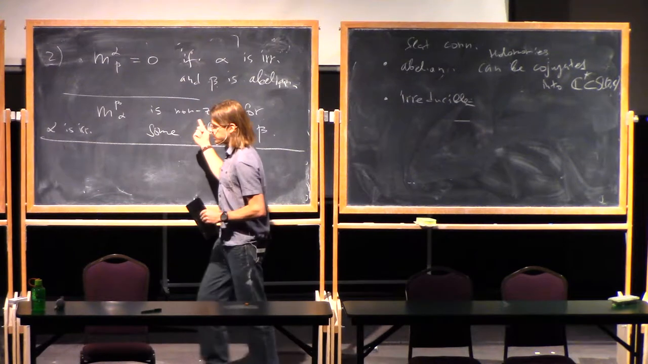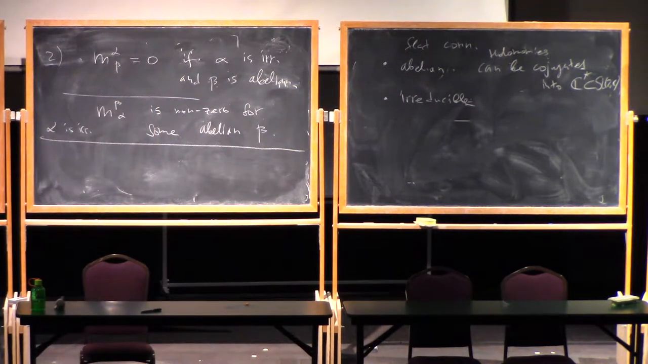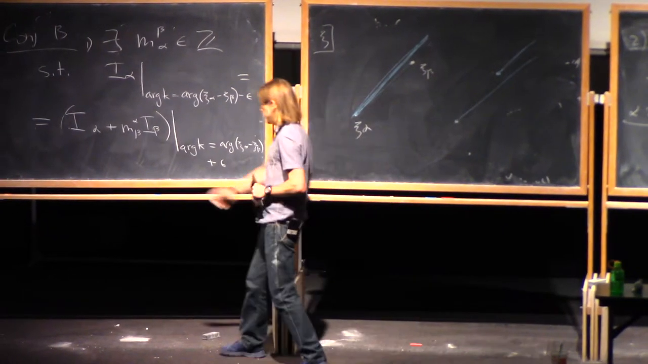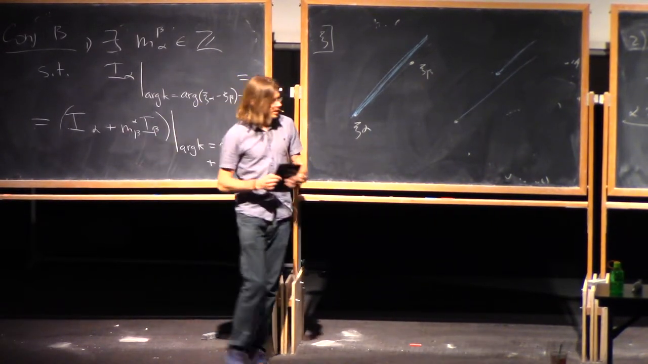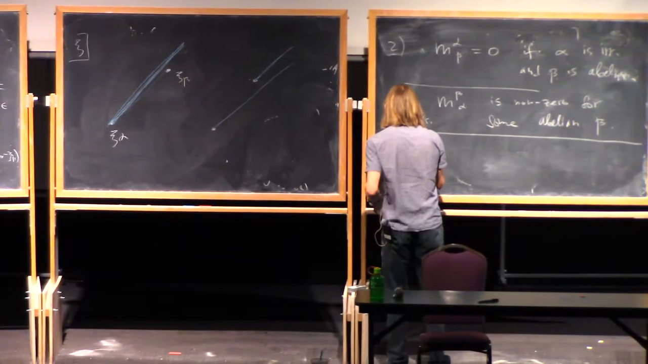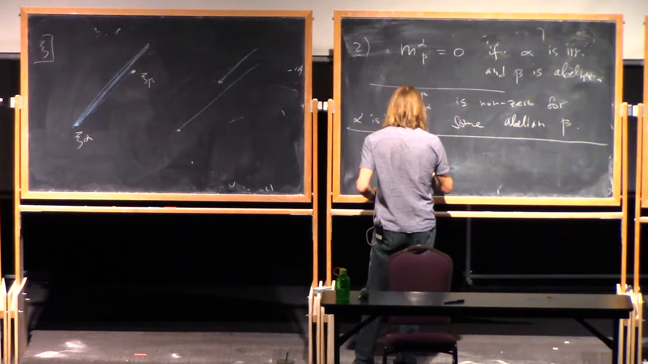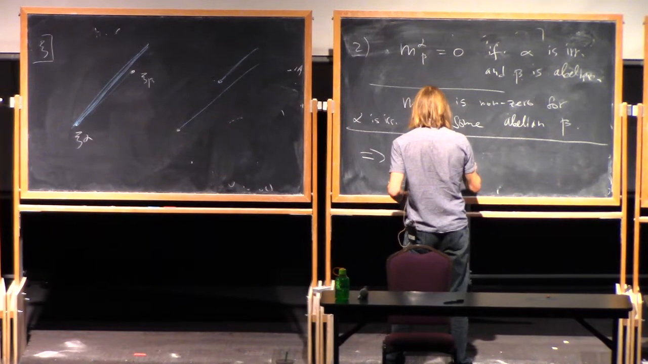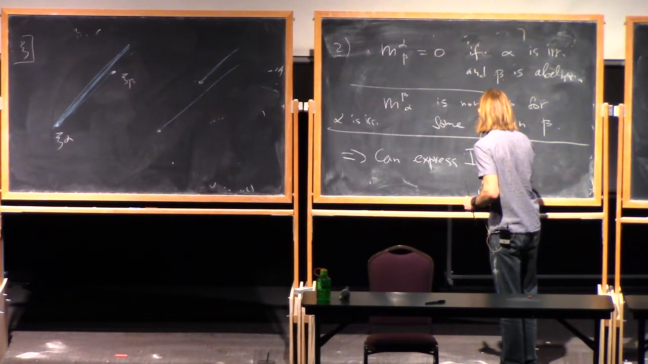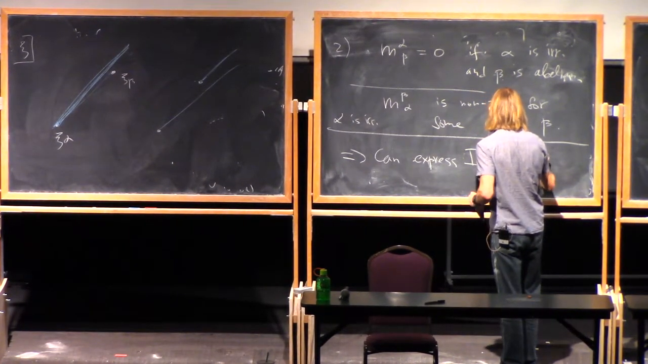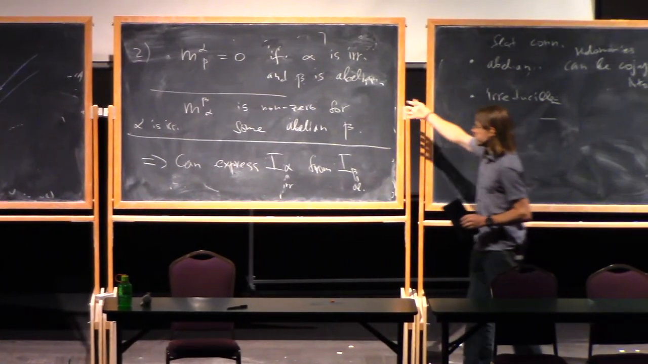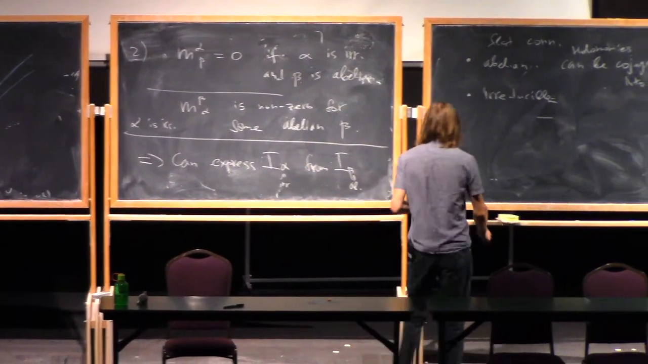So if this holds, then it actually means that using this wall crossing formula, suppose we know somehow these coefficients m, which morally have the meaning of the monodromy of the half-dimensional cycles in this fibration, then we can always express I alpha, which is irreducible, from I beta. This is the moral.